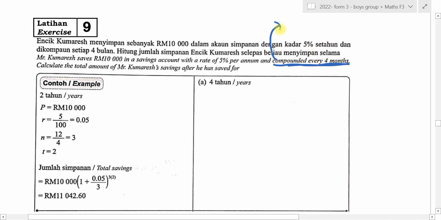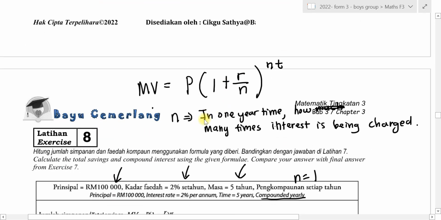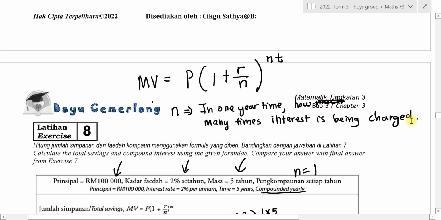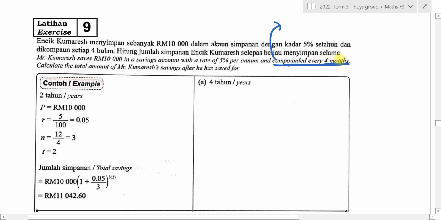Okay. Now, think about what I told you just now. N is, in 1 year time, how many times interest is being charged? They tell every 4 months. In 1 year, how many every 4 months can you have? 3 times, correct or not? January until April, then month 5 to 8, then month 9 to month 12, right? Every 4 months. You must understand the statement very clearly.